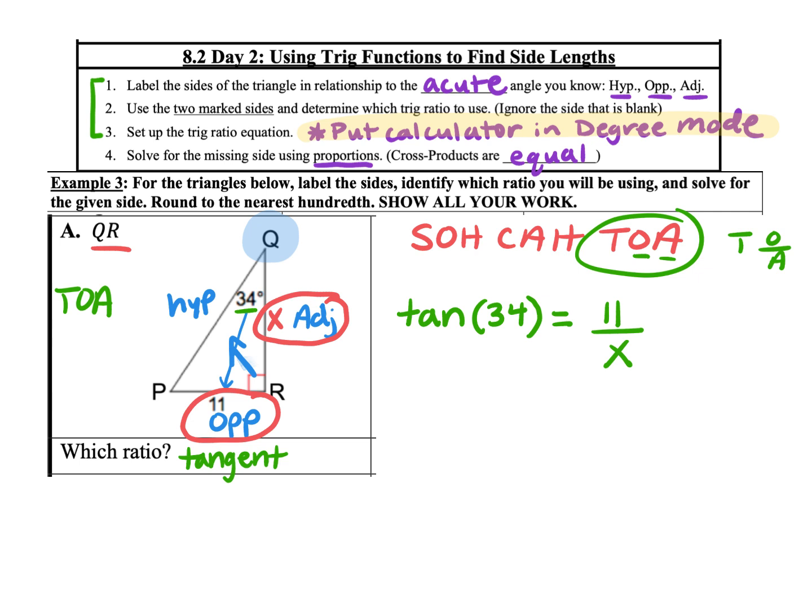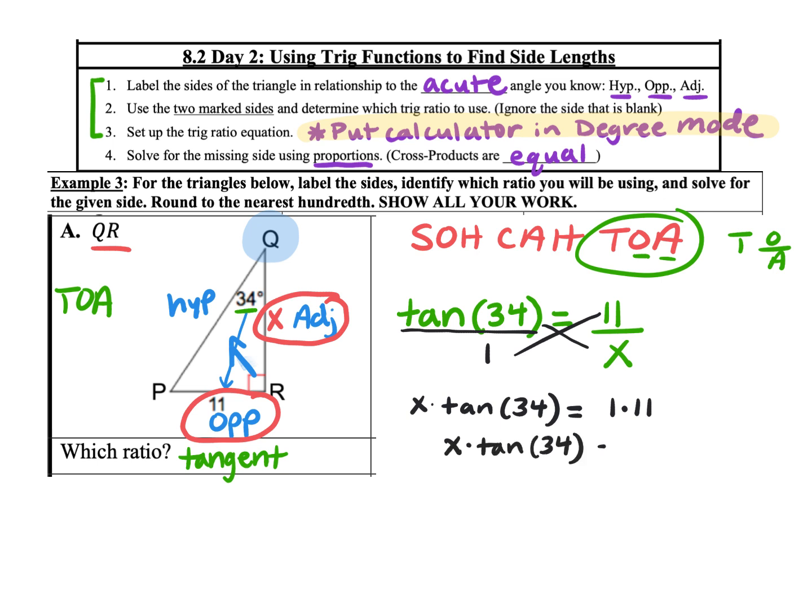Now we're going to go ahead and solve this with cross products. So to do that, you're going to make the left side into a fraction by placing it over a 1. Tan 34 is the same as tan 34 divided by 1. And then our cross products are going to be equal. So for a cross product, you just take the x multiplied with the tangent of 34. And that's going to be equal to 1 times 11. So our cross products are equal.